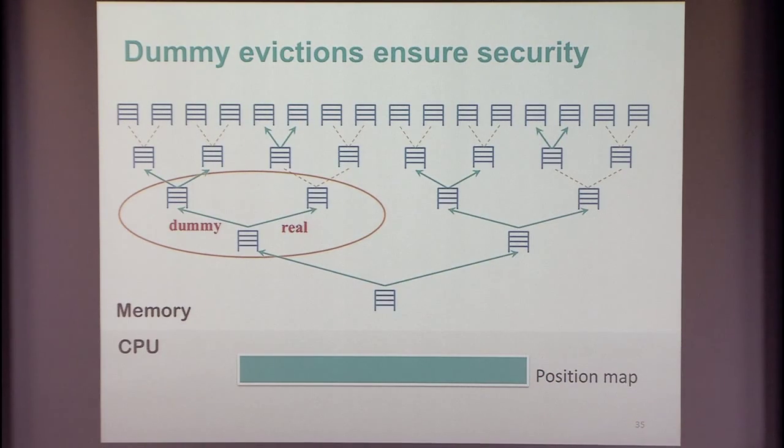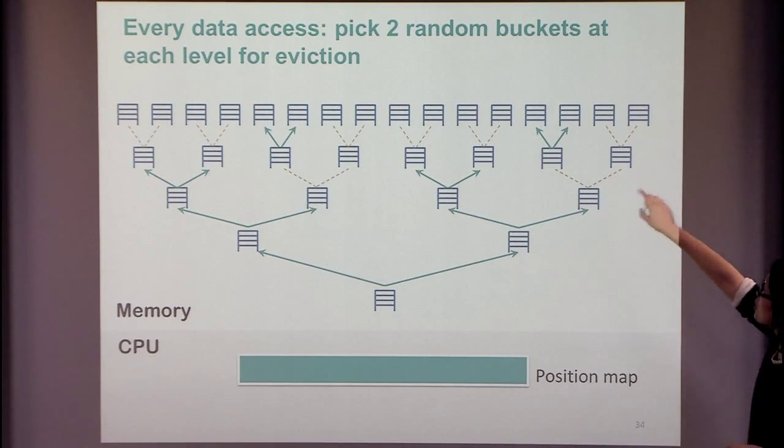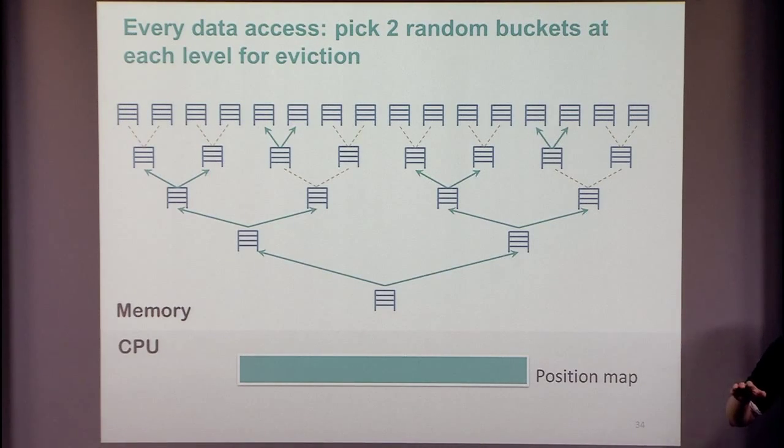And you're saying you do it only for 2 nodes, or you do it also for 2 nodes in every bucket? So with every eviction, pick 2 random buckets at every level. So do it for 2 buckets at every level. It's not correlated with the read path. This is the original binary tree scheme. Okay. But you always evict from the root. Yeah, you always evict from the root.